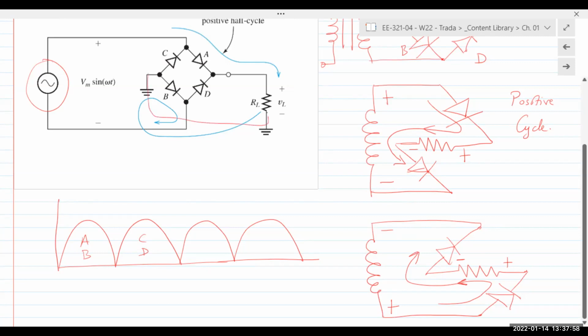Here, it's just the same thing. It's just drawing the schematic that way. That's all.